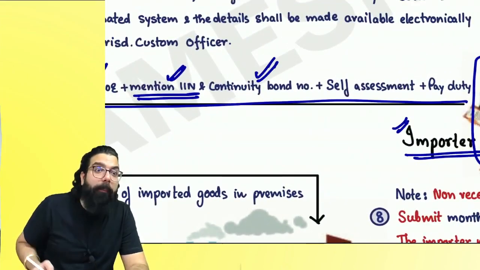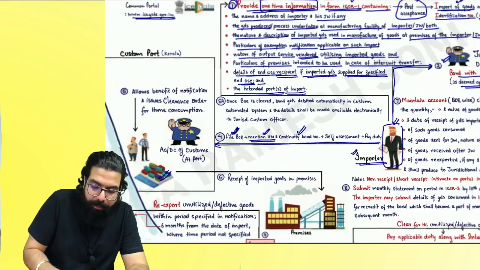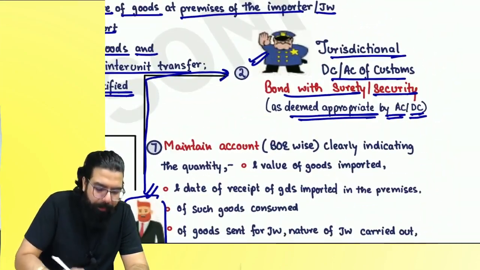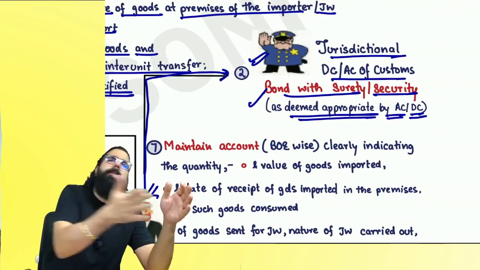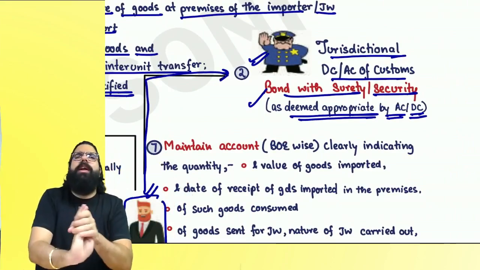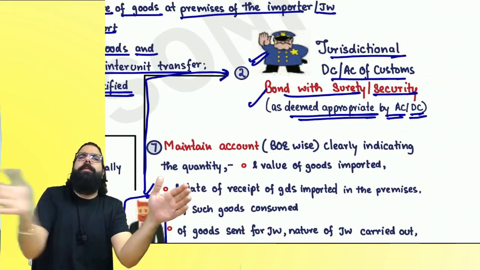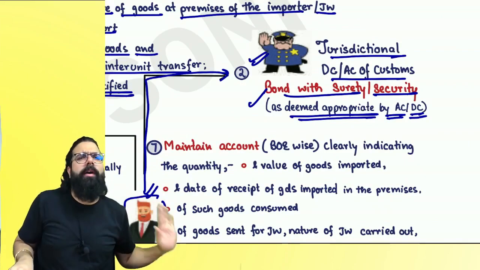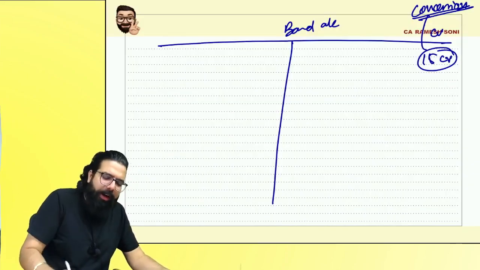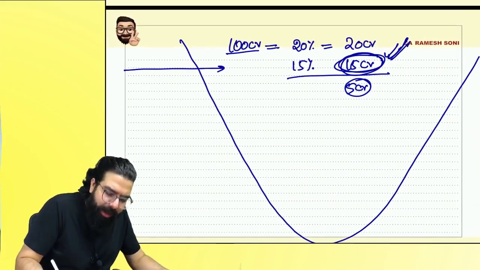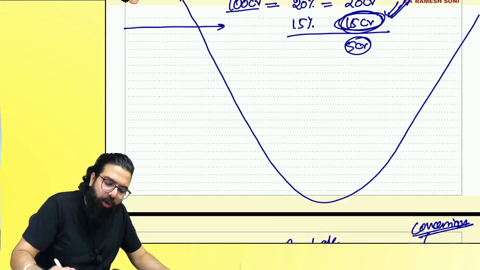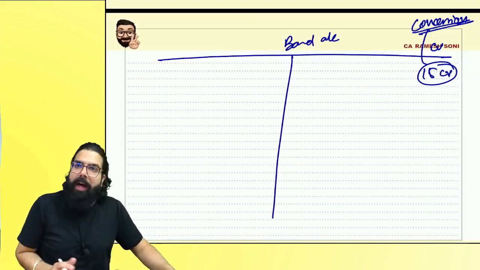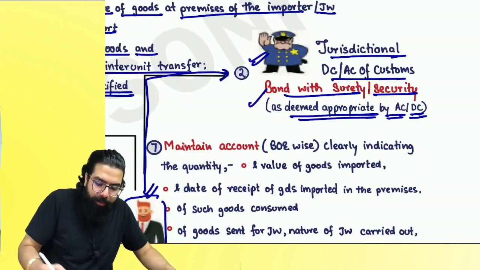And also, the bond which I told you. You have given a continuity bond, no? What do you mean by a continuity bond? It will run over a period of 1 year. Means, they have taken a bond, thinking that over a period of 1 year, you will import 100 crore. Sir, for 100 crore, what is the concession they are allowing? 15 crore, and a bond for 15 crore they will take from you. Are we clear, everyone? Now, listen to me very carefully.